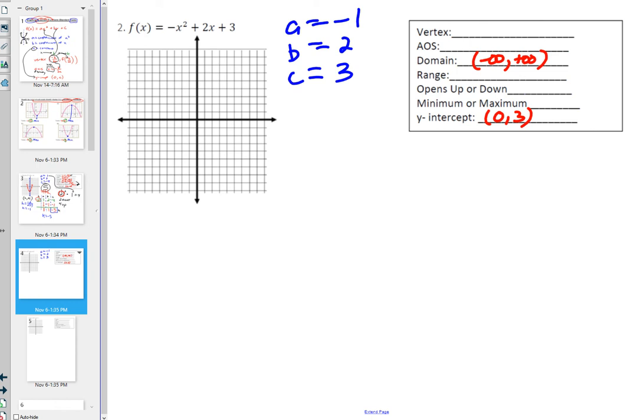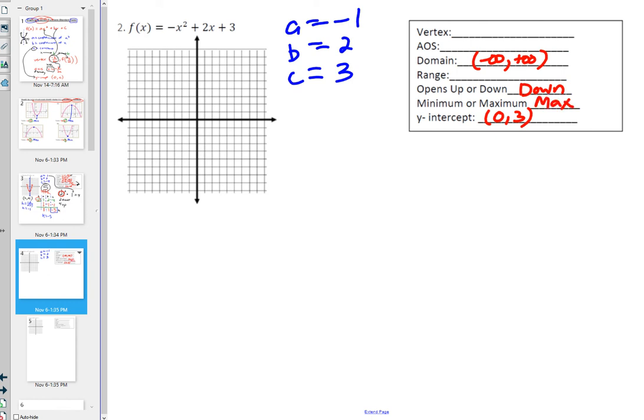Okay, what would you want to answer next? Okay, up or down should be a pretty easy one. Is this going to open up or down? Why down? Because a is negative, so it's going to go down. And because it's going down, is this vertex going to be at the bottom or at the top? And because it's at the top, that means I have to add a max.